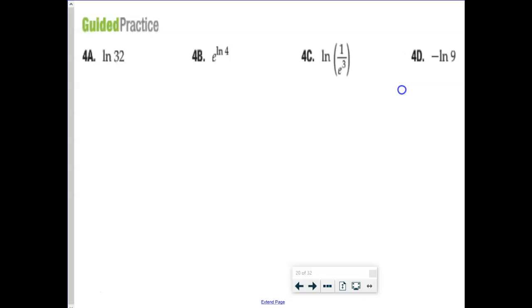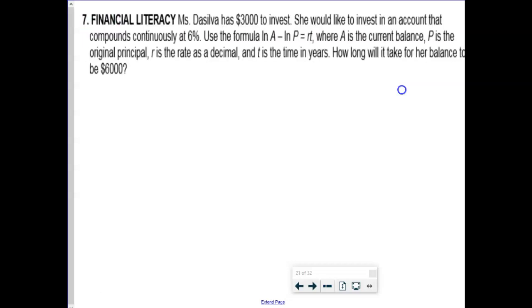Let's talk about money. Financial literacy. So Ms. De Silva has $3,000 to invest, and she would like to invest it in an account that compounds continuously at 6%. So they've given you a formula right here. It starts off with the natural log of A.